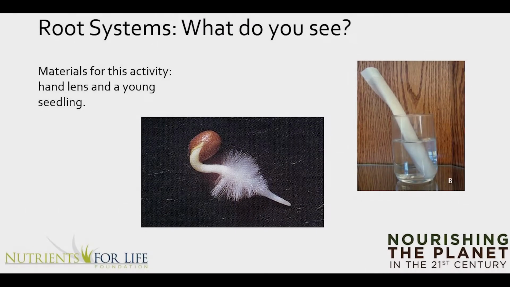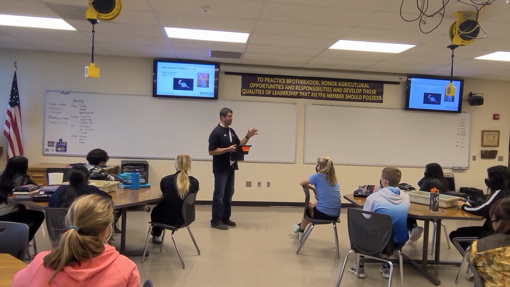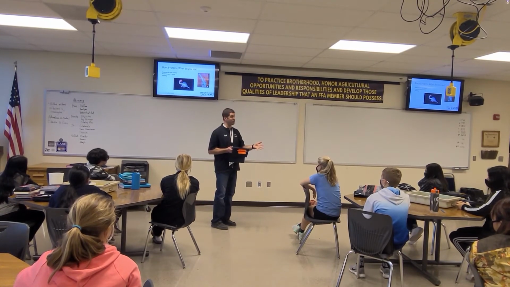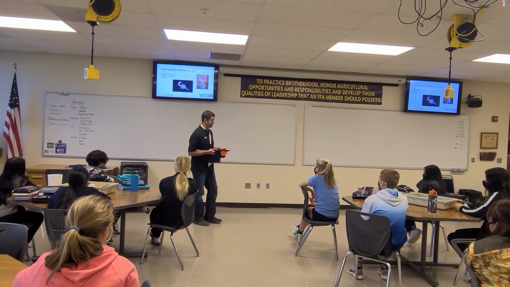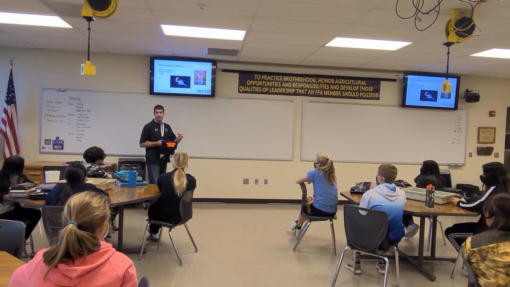We look at this little seedling here, and we can see that you have one primary root, and then we have the root hairs that come off of it. Those root hairs allow for a lot more surface area to absorb more water and nutrients than what would be available if we'd had just one single root.